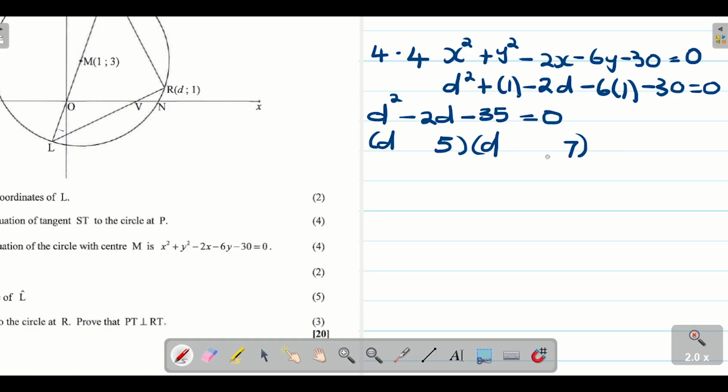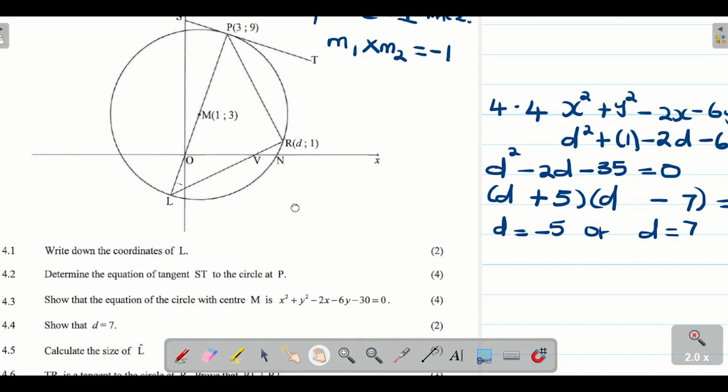To know which one will be negative and which one will be positive, we'll look at the middle term. The middle term is negative, which means that the bigger number must take the negative sign, and the other one will get the positive sign. If we say minus 7 plus 5, then we'll be able to get minus 2. So we're on the right track. So D is going to be equal to negative 5, or D is going to be equal to positive 7.